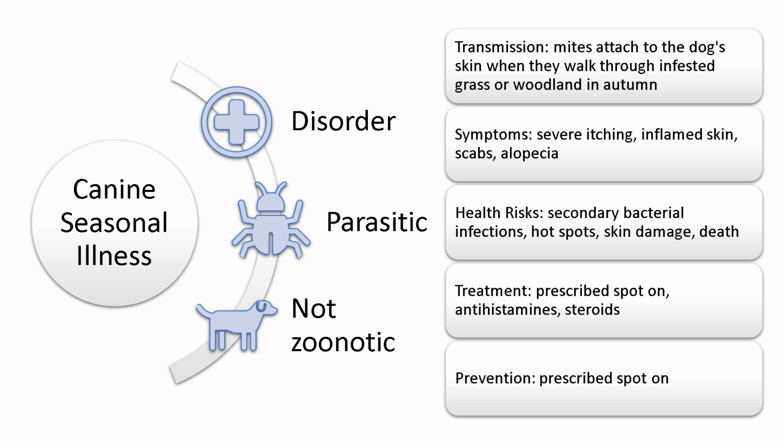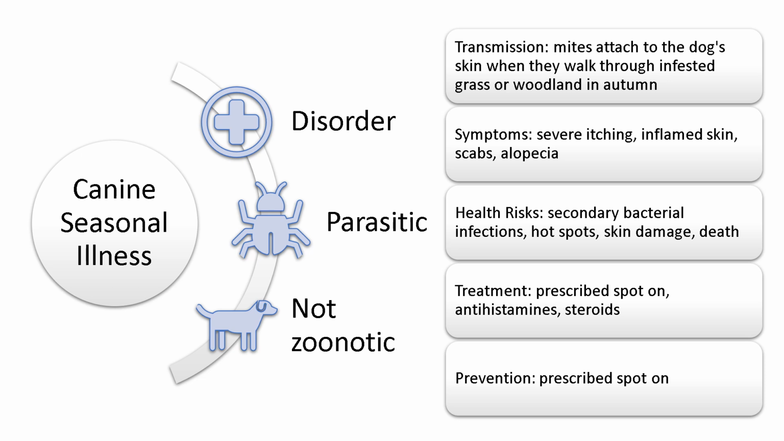If left untreated, the constant scratching and irritation caused by harvest mites can lead to secondary bacterial infections, hotspots, or skin damage. In severe cases, the dog may develop an allergic reaction to the mite bites, leading to further skin complications. Seasonal canine illness can be fatal to dogs if left untreated, but it's often not if treated early.